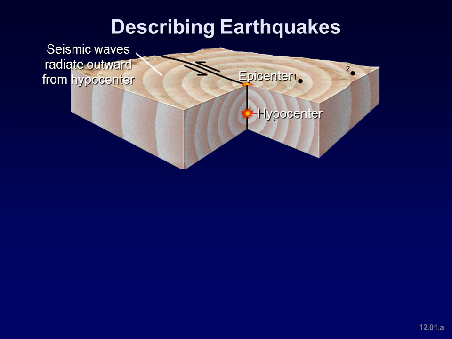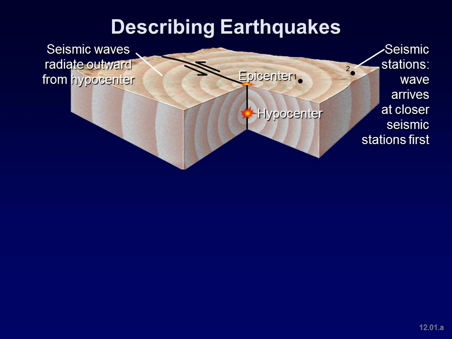Most earthquakes occur along faults when stress builds up, eventually causing the fault to slip. So when it does slip, we get these seismic waves radiating outward from the hypocenter. And we've got two dots on our image here showing a number 1 with a dot and a number 2 with a dot.